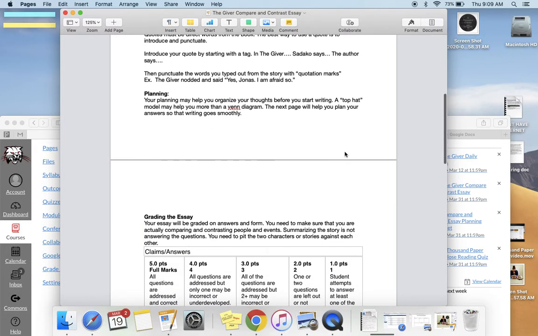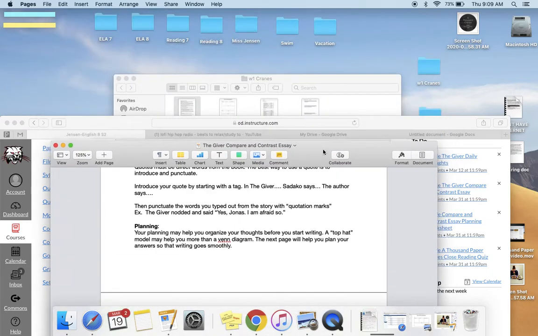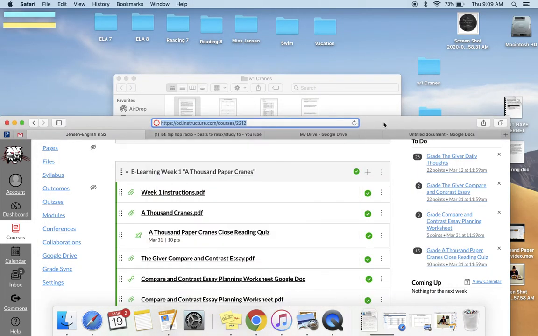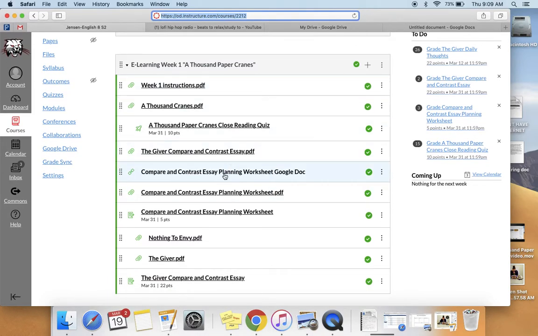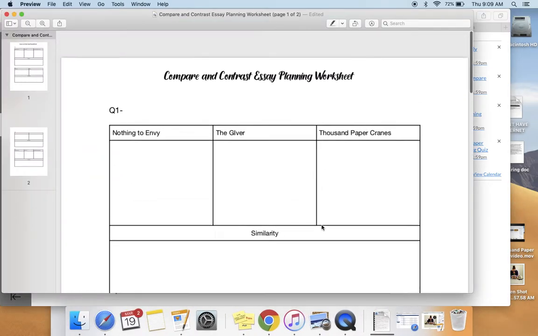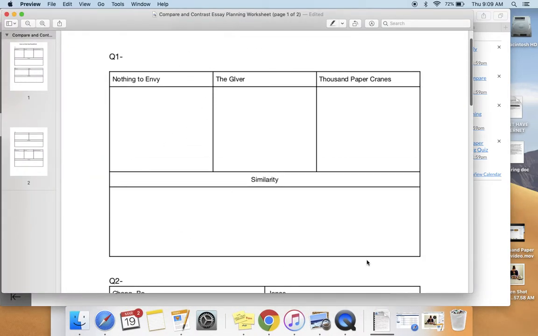So our planning worksheet, I have linked in Canvas as well in a couple different ways. Your planning worksheet, you can either click on it and open the Google Doc, or you can just open the PDF and then decide to draw it yourself. If you decide to draw it yourself, that's fine. So you would just draw these squares on your paper and go from there.